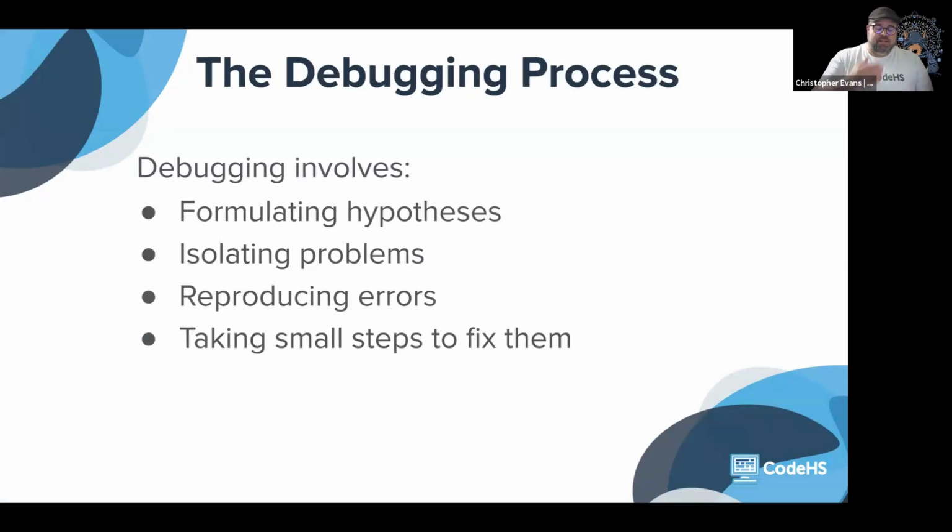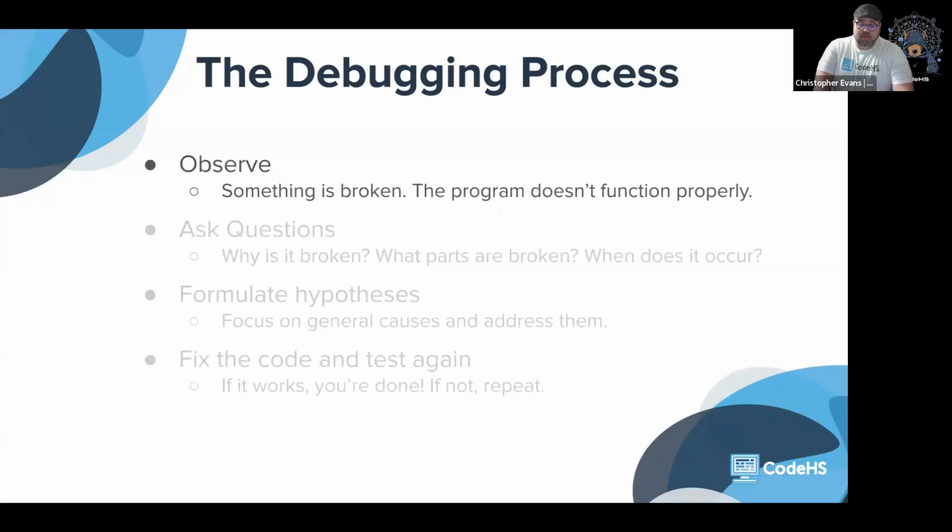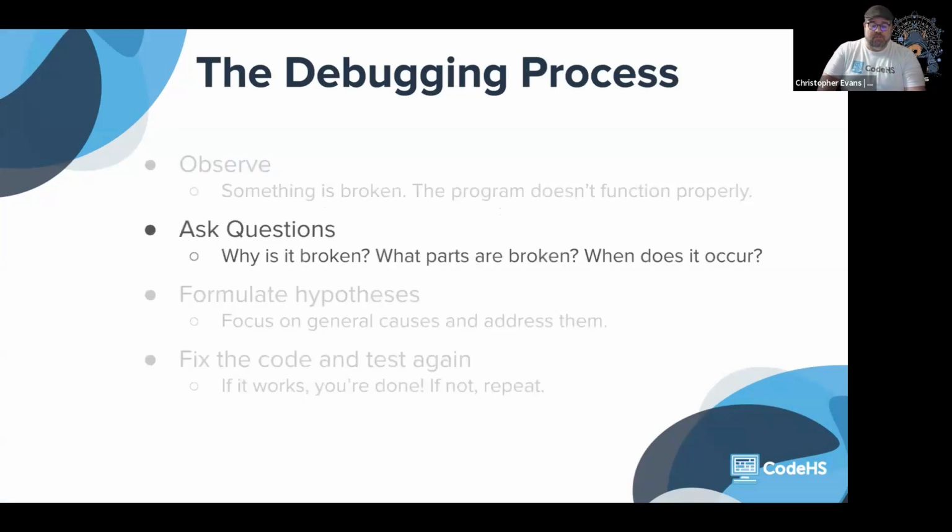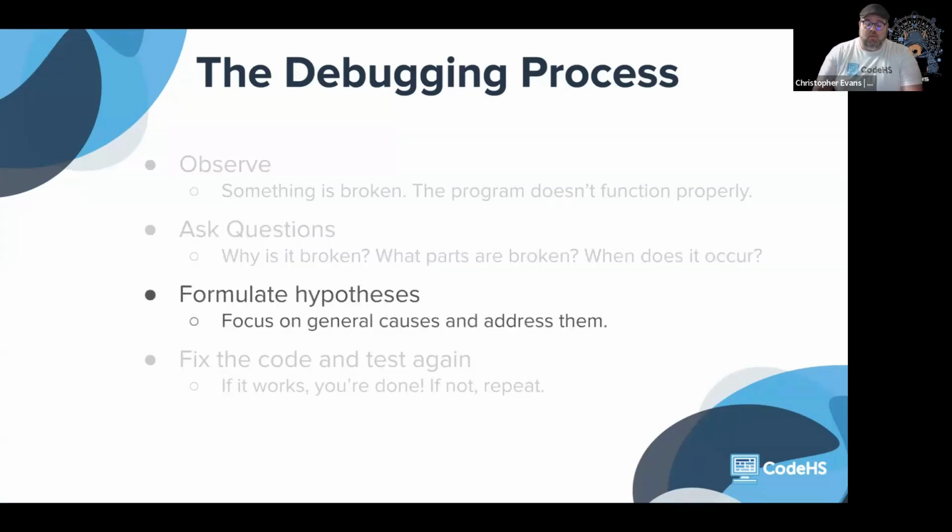So much like the scientific process, we're going to form a hypothesis. We're going to isolate the problem. We're going to try to reproduce errors, and we're going to take small steps to try to fix them. So in doing so, we're going to make our observations, just like in the scientific method. We're going to ask questions. Why is it broken? What part is broken? When did it occur? What line is it on? Things like that. Then we're going to figure out how we can address that problem.